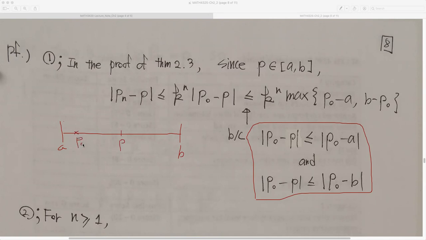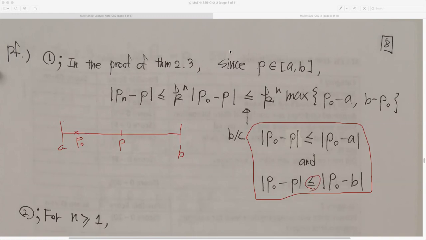Then definitely the distance between P0 and P must be greater than the distance between P0 and A. So then that is not true, right? But the distance between P0 and P must be less than the distance between P0 and B, right? Then now that works, right? Okay. What about if P0 is right there?